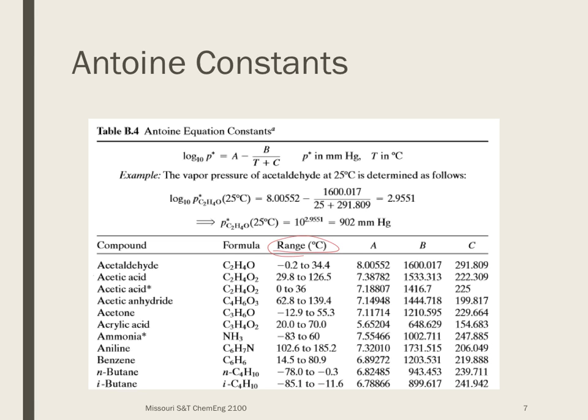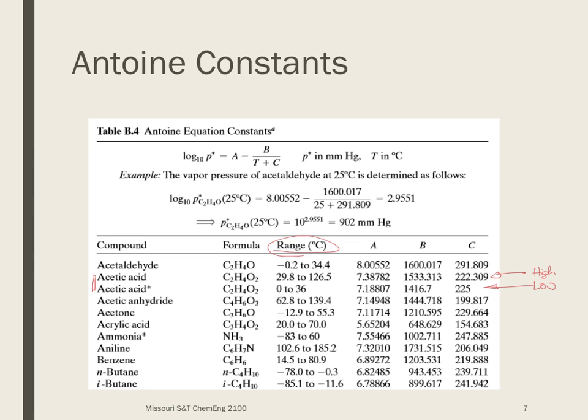And in particular, if you look at something like acetic acid, we have one that goes from 0 to 36. We have another from 29.8 to 126.5. For the very low temperatures, you would use this set of equations. For higher temperatures, you would use this one. But there is a little range where they overlap. In general, it shouldn't matter much which one of these you use as long as you're appropriately in that range.